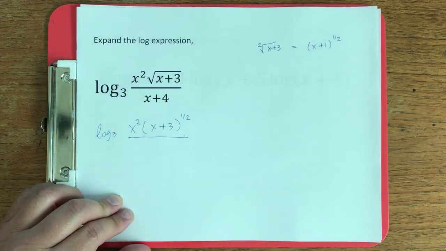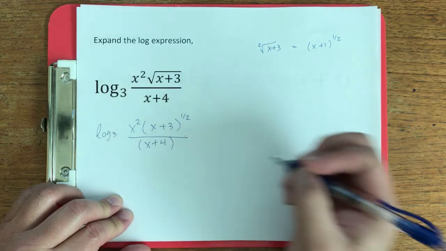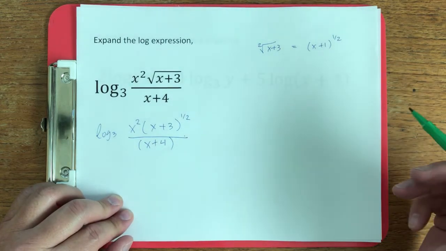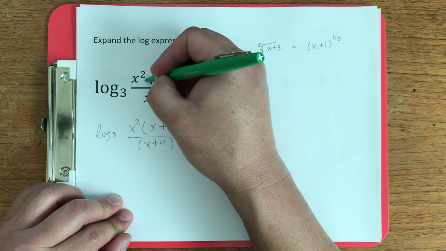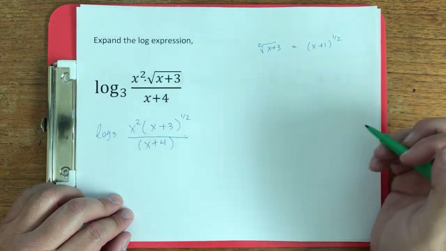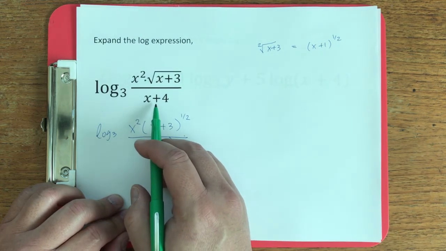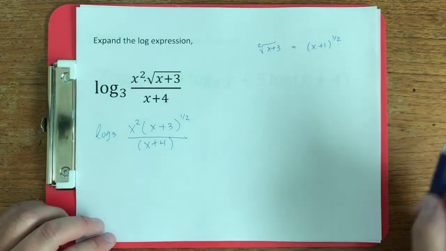Now, just so we don't confuse ourselves, I'm going to put parentheses around x plus 4. In the previous problem, we mentioned that anything that's separated by a multiplication, so for example, this x squared and that square root of x plus 3, they're separated by a multiplication. It gets its own log. But that's not true if it's separated by an addition. So this x plus 4 will stay together as the parameter of a single log.